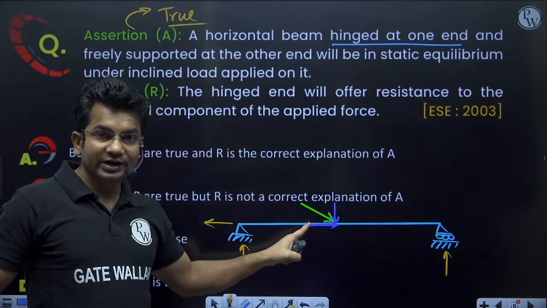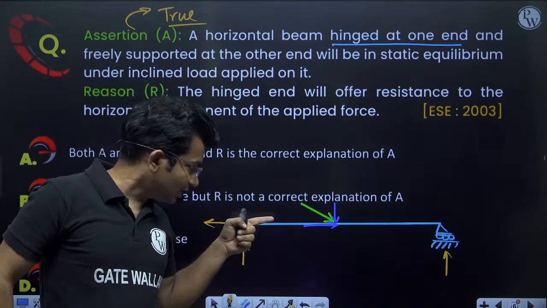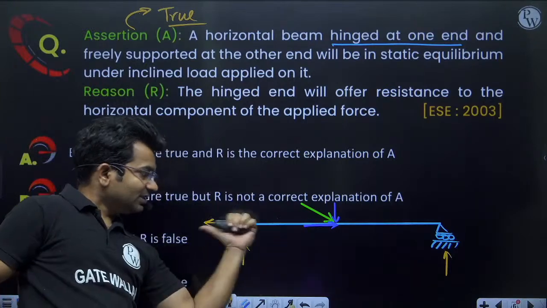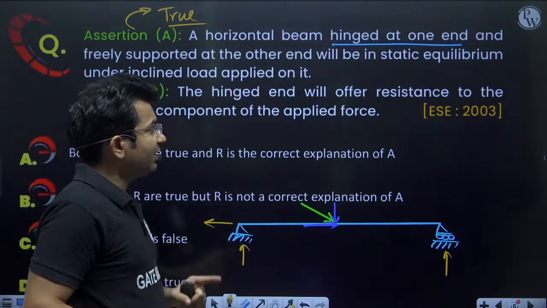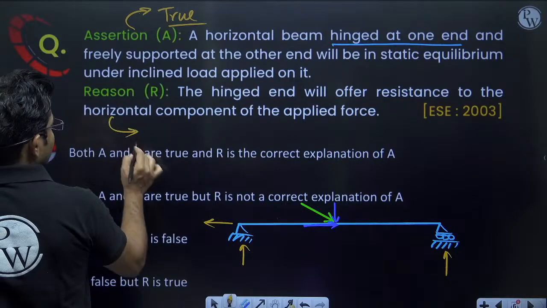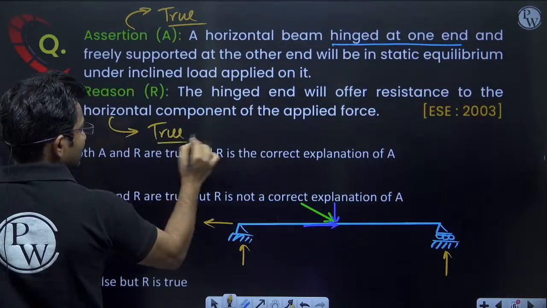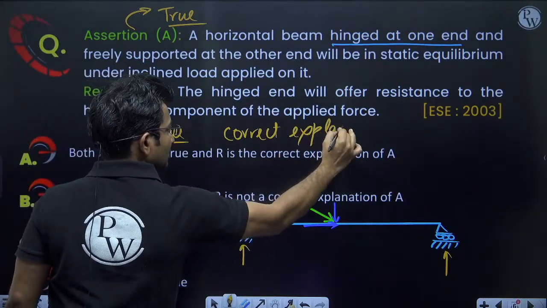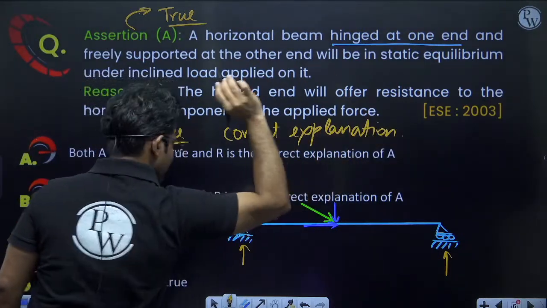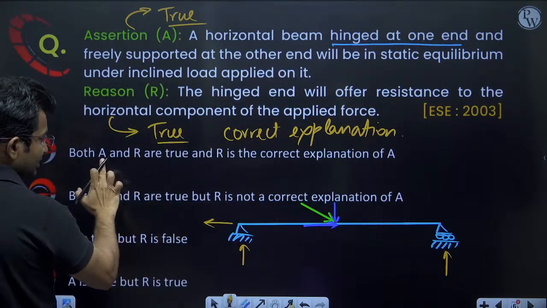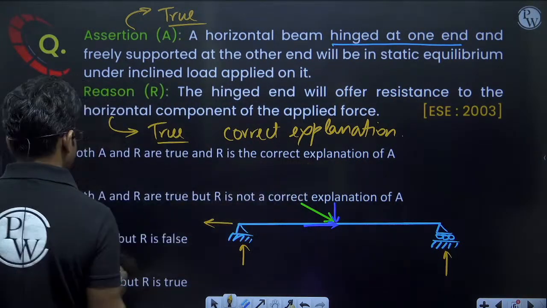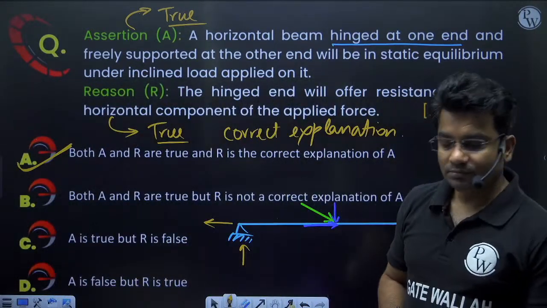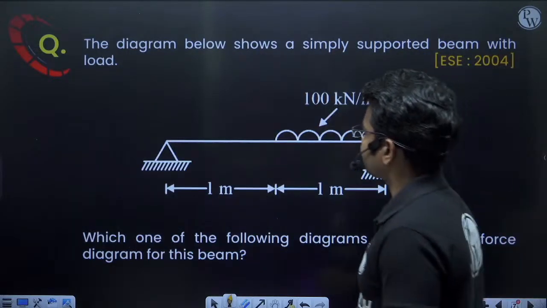Now reason: the hinged end will offer resistance to the horizontal component of the applied force. We have already discussed that this is the applied force and this is the horizontal component of this applied force, and this hinged end will resist the horizontal component. So that is why it will be in static equilibrium. So this is also true, and it is the correct explanation also. So the correct answer will be both assertion and reason are true, and R is the correct explanation of A. Correct answer will be option A. Clear? Let's move on to the next question.